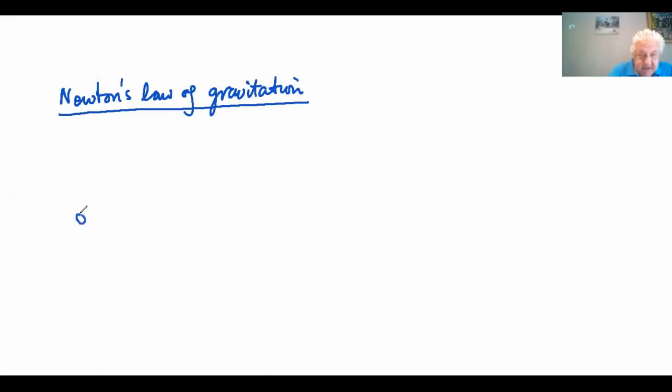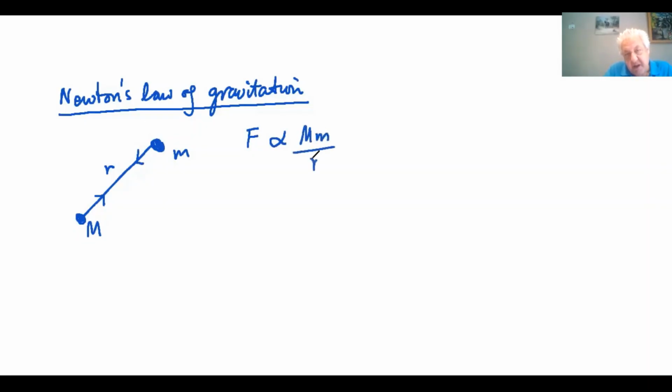Let's consider two masses, big M and little m, separated by a distance r. The gravitational force is always attractive and is given by Newton's law of gravitation. The force is proportional to the product of the masses divided by their separation distance squared.